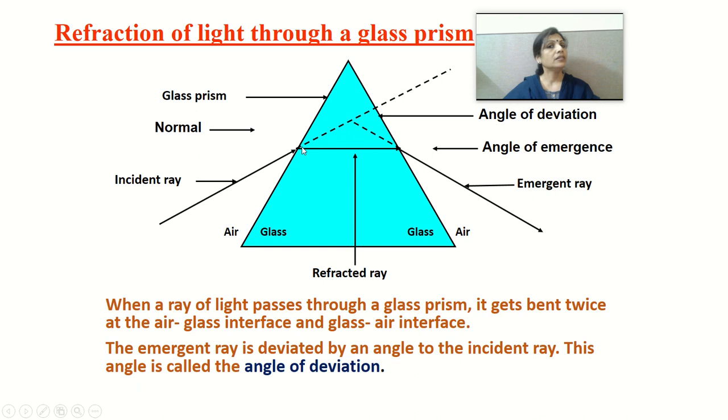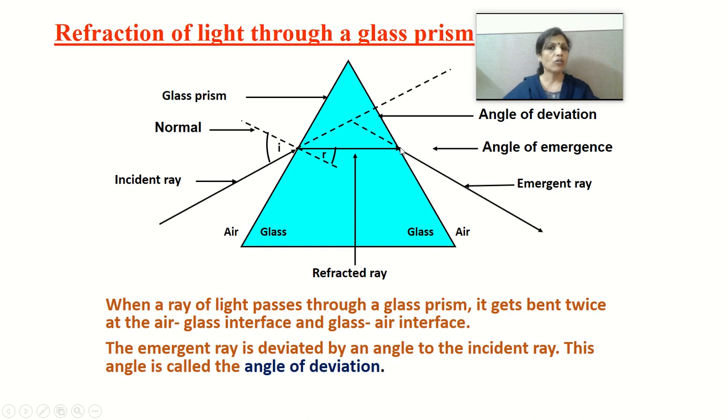Now at the air and glass interface, if I draw a normal like this, then the angle made by the incident ray with the normal is called the angle of incidence, and the angle made by the refracted ray with the normal is called the angle of refraction.